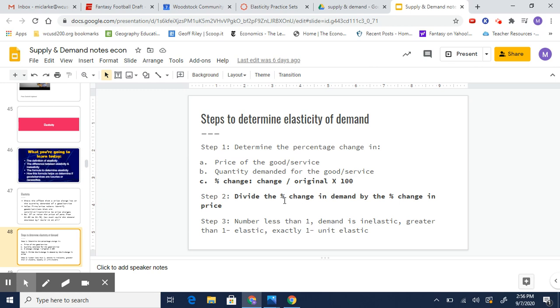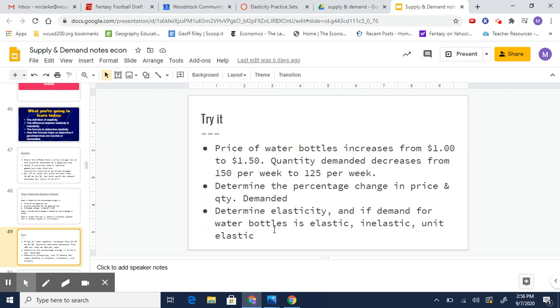Step 2. You take the percentage change in demand and divide it by the percentage change in price. So you're finding 2 percentage changes here, guys. You're finding the percentage change in price, and you're finding the percentage change in demand. An example will help. I'm going to show you the example more in a second. And you divide those two. And then, if you get a number that is less than 1, demand is inelastic. If you get a number that's greater than 1, demand is elastic. And if you get a number that's exactly 1, demand is what's called unit elastic. So more on that in a second.